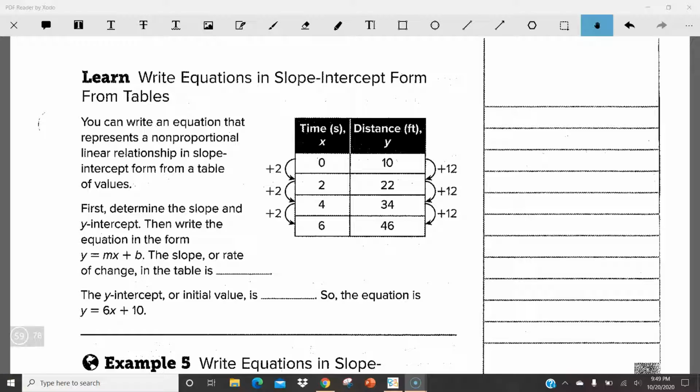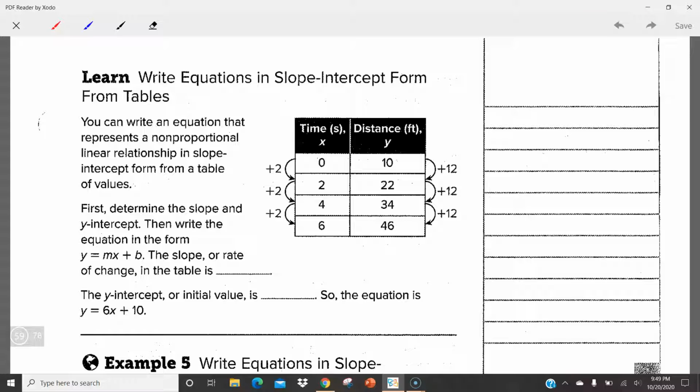Now, writing equations in slope-intercept form from tables. Obviously here I don't have my slope, so I have to find my slope. When you write an equation that represents the table, first determine the slope. You have to find your m. What's your m going to be? Time is my x, distance is my y. So I have my y divided by my x.